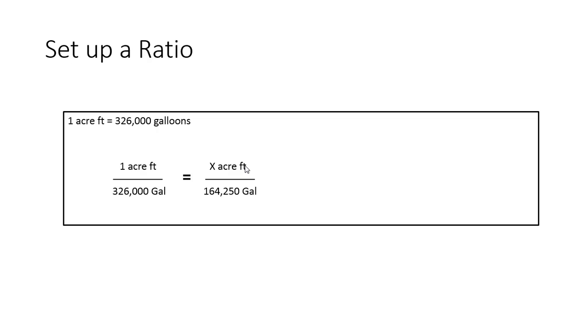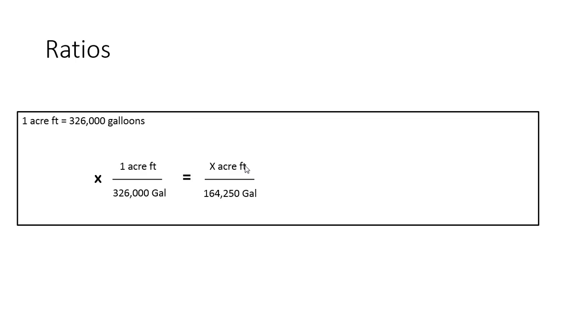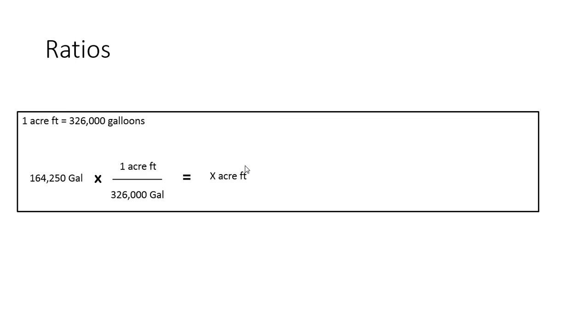Okay, then we go ahead and we cross multiply. All right, so we're going to bring our 164,250 over and cross multiply. The gallons are going to cancel out, and we're going to be left with acre feet for X. So this is going to be 164,250 divided by 326,000. So you just divide that into it. And if you do that, you can kind of see it in your head, it's roughly about half, so 0.5.